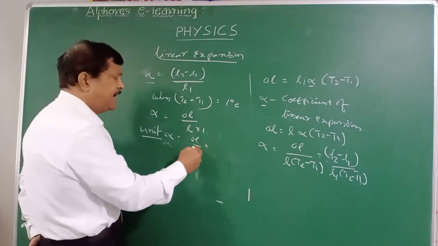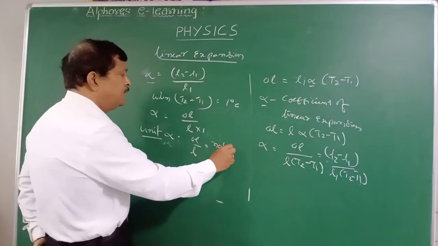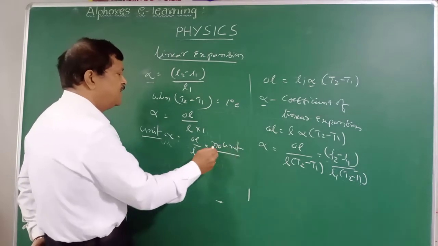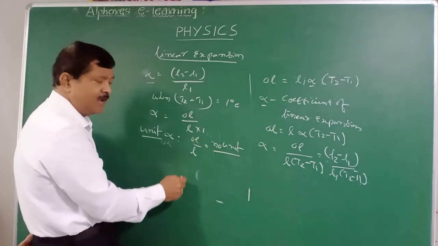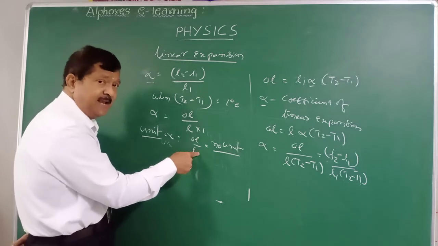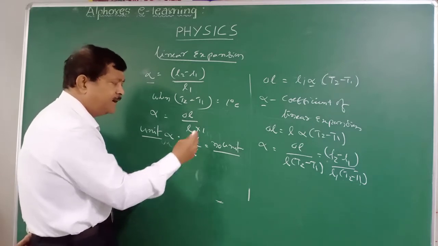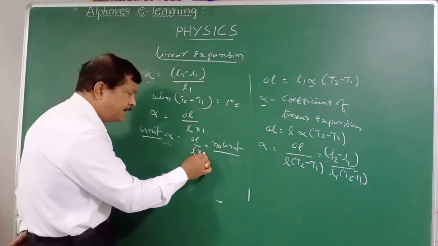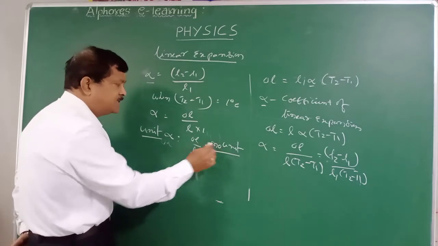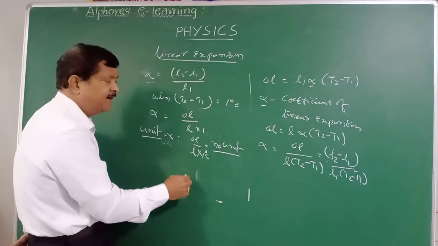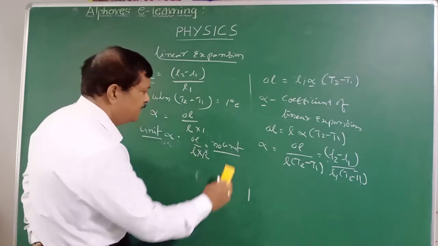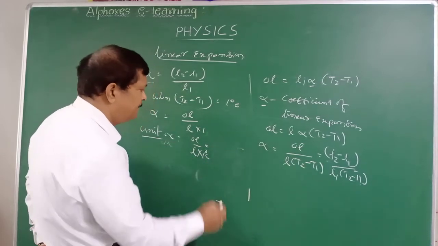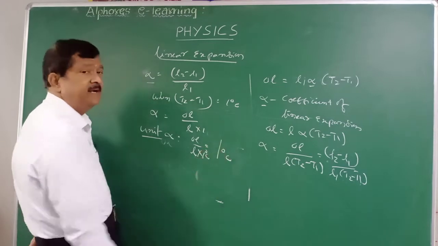So practically, as the unit is cancelled, no unit is present for the value of alpha as per this equation. L and delta L are cancelled. But practically, because we have a temperature of 1 degree centigrade, because of the change in temperature, we can say finally the unit of alpha is per degree centigrade.